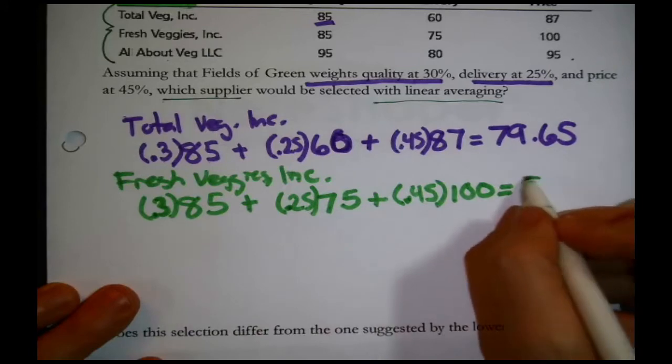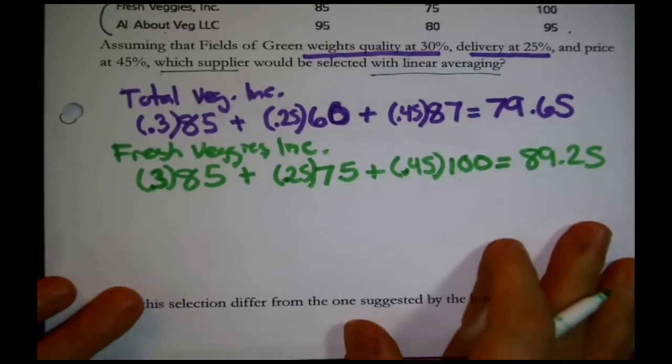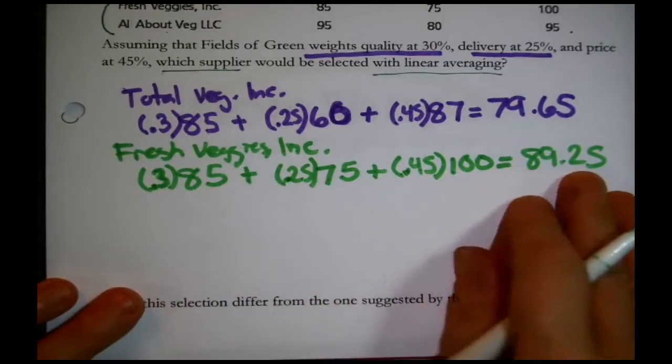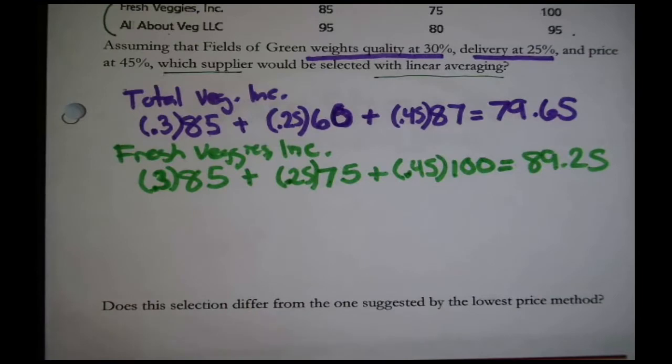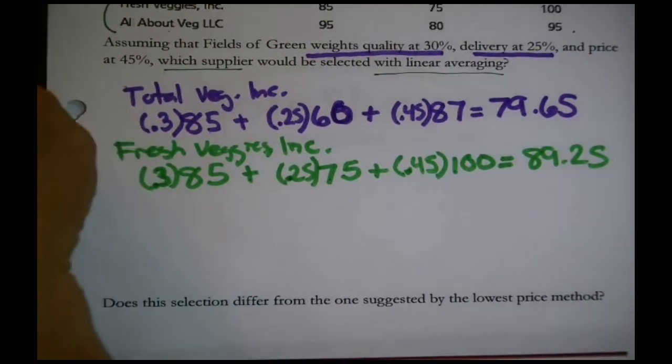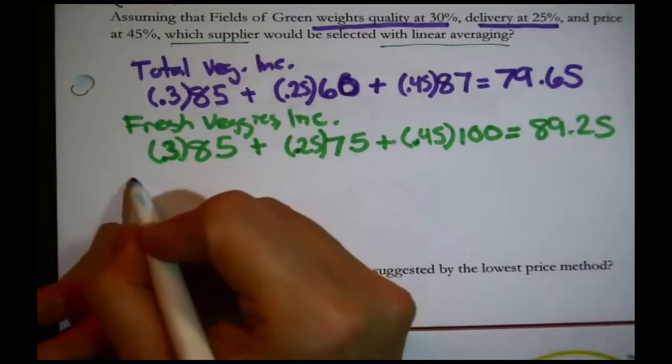Anyway, do that arithmetic. I get 89.25. So right away, think of it like a grade on an exam, we see that we would prefer Fresh Veggies Inc. to Total Veg Inc. because they've come in with a better score via linear averaging. Now, we're not done though, because there were 3.